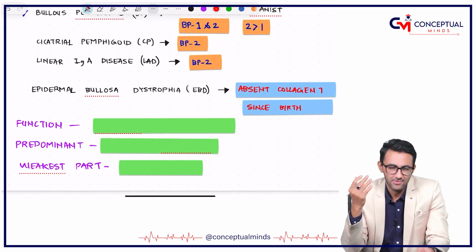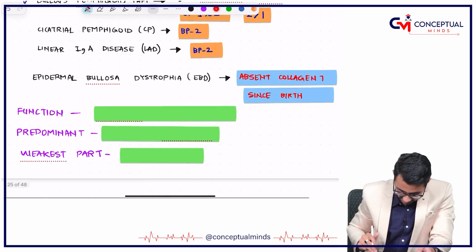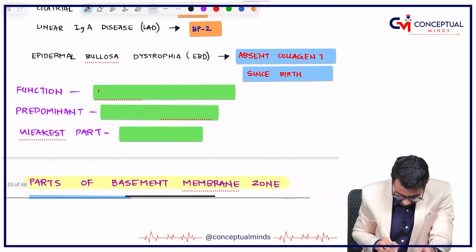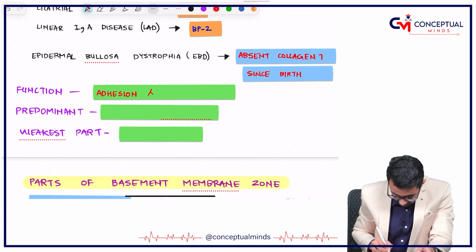What do you think the functions of the basement membrane are? First of all, it provides adhesion and connectivity, and it also provides signals to the next layer. So adhesion and signaling would be the answer.